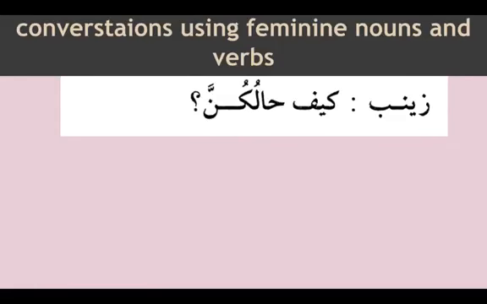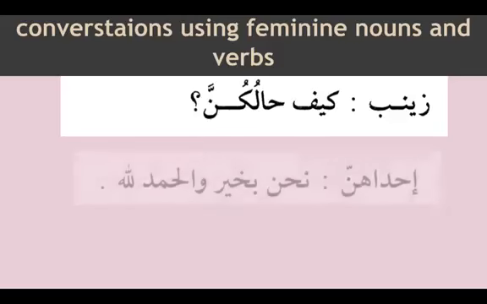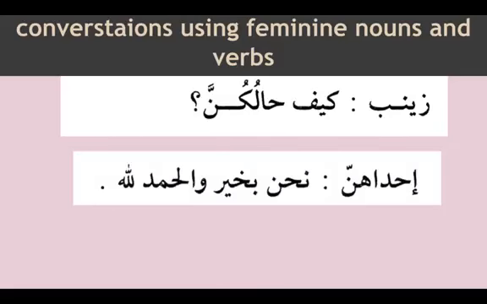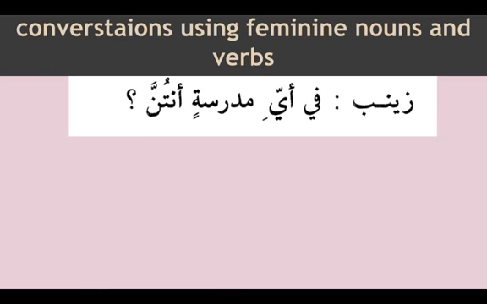Kaifa halukunna. Halukunna means if it is ka, it is in front of you. Ka, kuma, kum, ki, kuma, kunna. Kunna is antunna. So in front of you, all the women, when you ask kaifa halukunna, how are you? So ihdahunna, one of them says nahnu. So when it's asked to a group, we say nahnu. We are bikhair walhamdulillah. See again, bikhair is always followed with walhamdulillah. So always praise Allah. So you are fine.